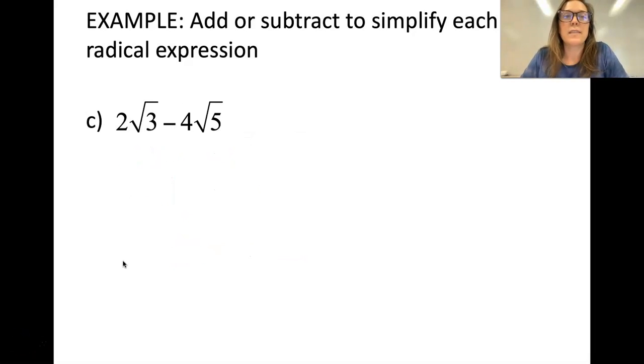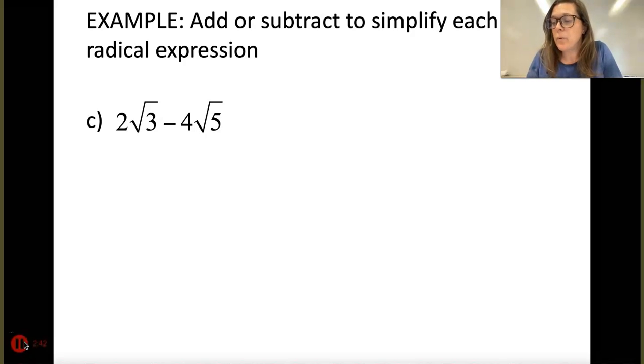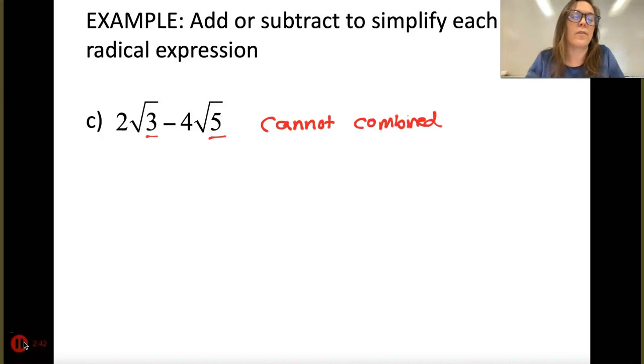Let's add or subtract and simplify the expression. Here we have a square root of 3 and a square root of 5, so we do have the same index, but unfortunately I can't simplify a square root of 3 any further, and I can't simplify a square root of 5 any further. So it cannot be combined. Can't happen. It can't go any further than 2 square roots of 3 minus 4 square roots of 5.